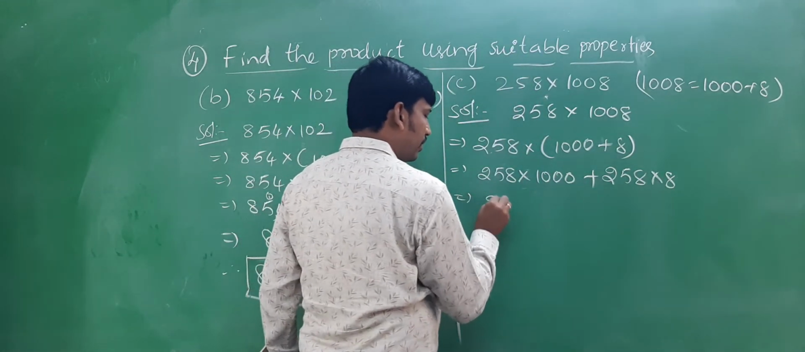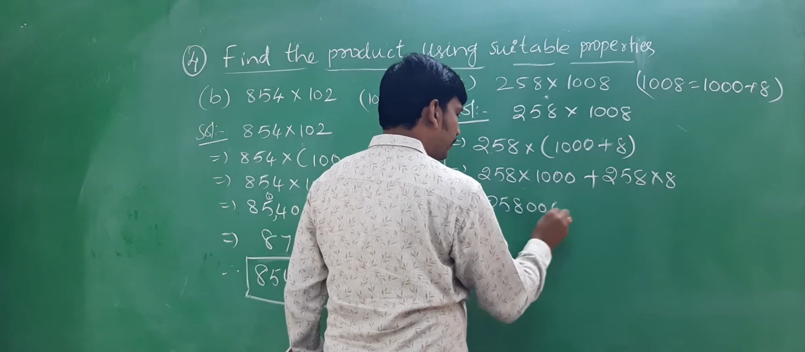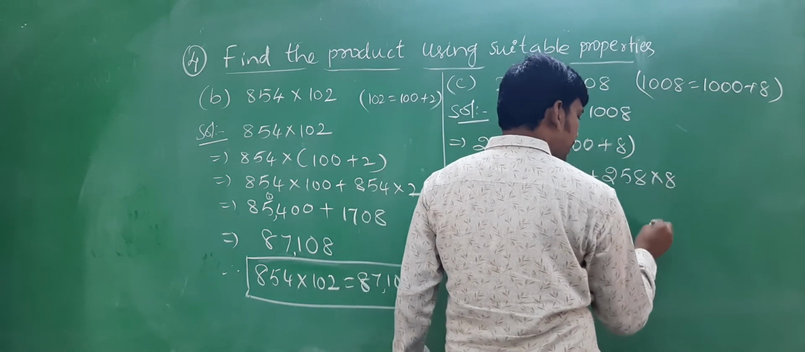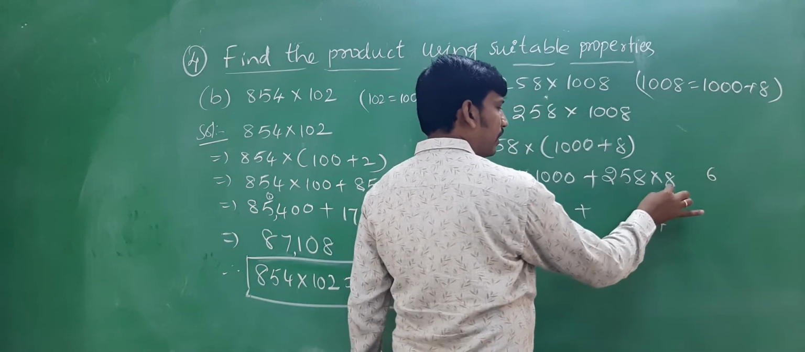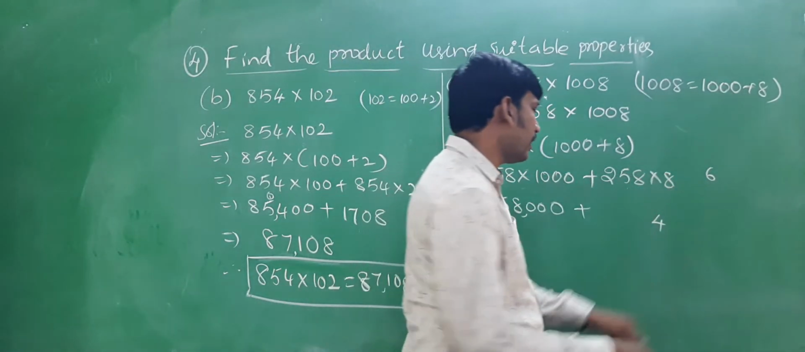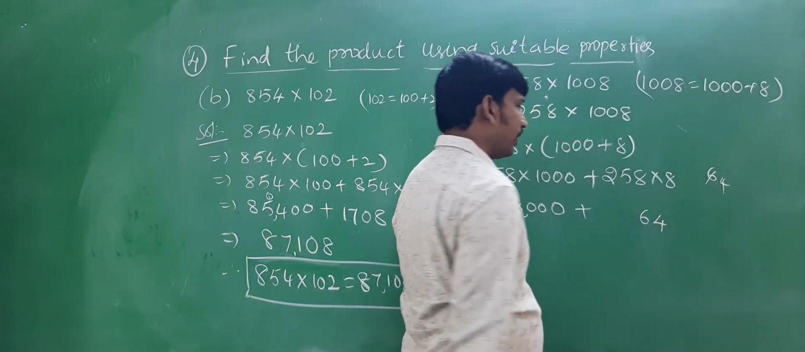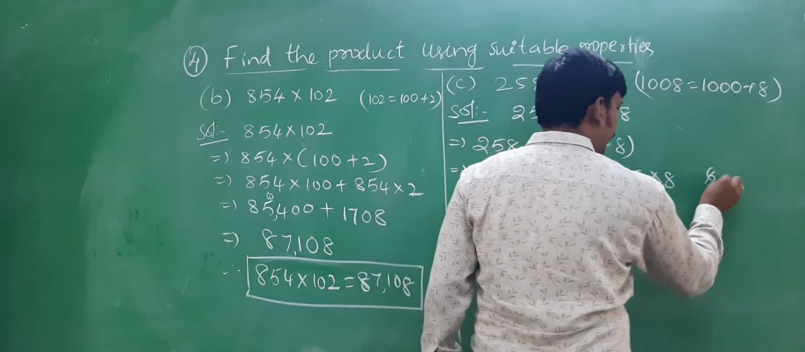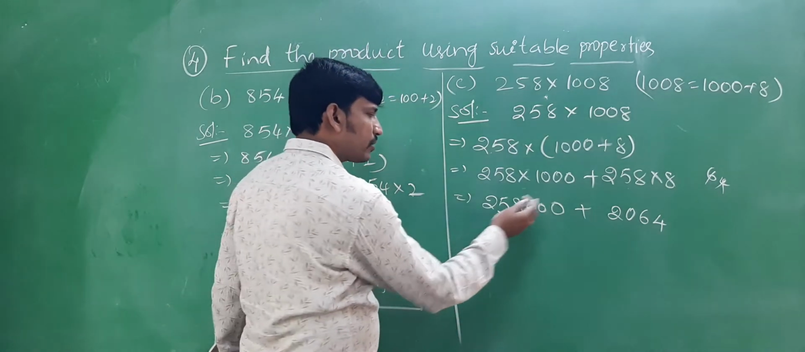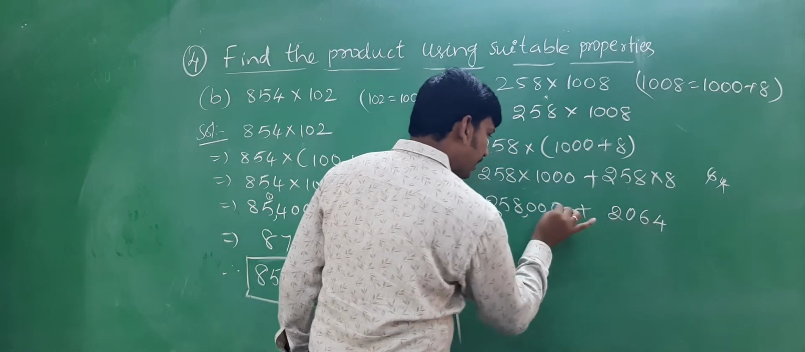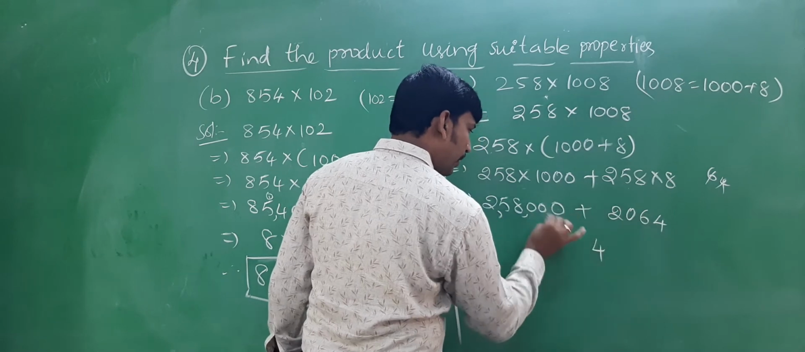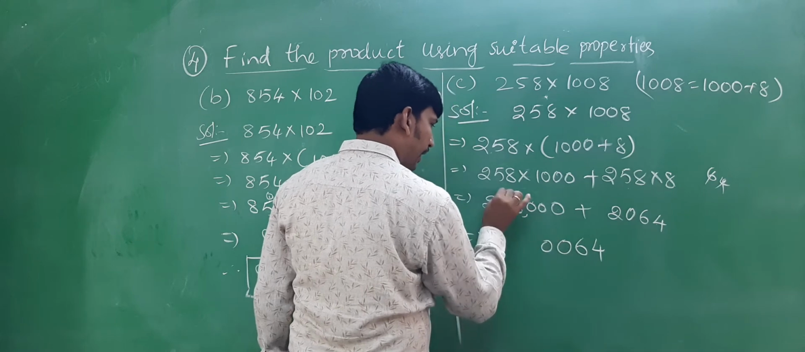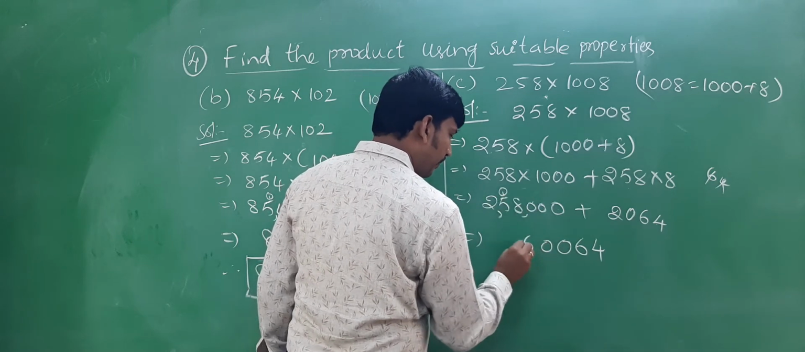Now 258 with 3 zeros, that is 2,58,000, plus multiply these two. 8 8s are 64, 6 carry forward. 8 5s are 40, 40 plus 6 is 46, again 4 carry forward. 8 2s are 16 plus 4, 20. This is 2064. Now add this: 4 plus 0 is 4, 6 plus 0 is 6, 0 plus 0 is 0, 2 plus 8 is 10, 1 carry forward, 5 plus 1 is 6.